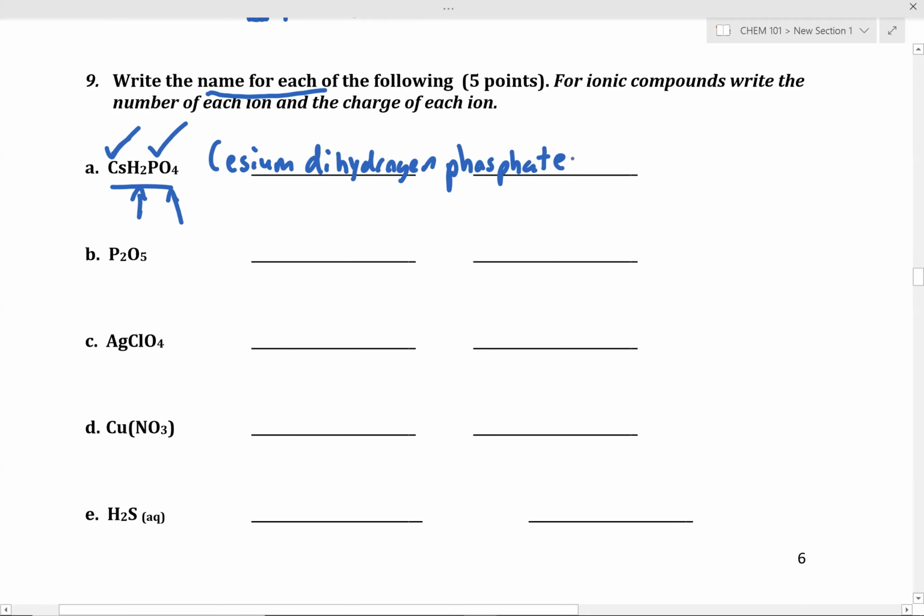Okay, if we're dissecting this into the component ions, we'd have cesium plus, that follows periodic trends. And then how do we deal with this H2PO4? Is it one entire polyatomic ion or do we break it up into pieces? One entire, it's a hydrogen-containing polyatomic ion. And what's the charge of this polyatomic ion? -1. There we go. Perfect.